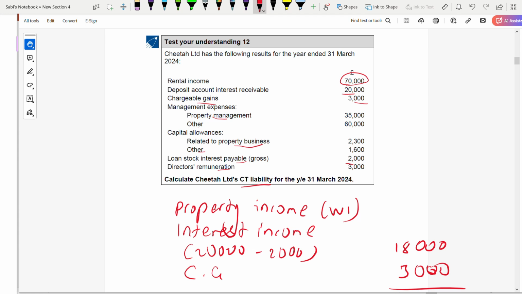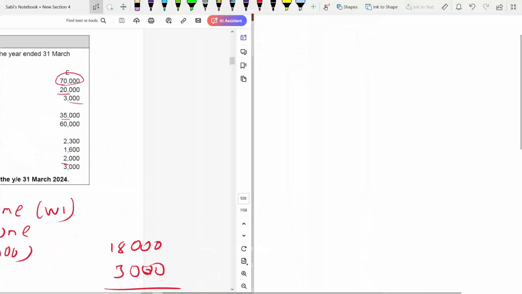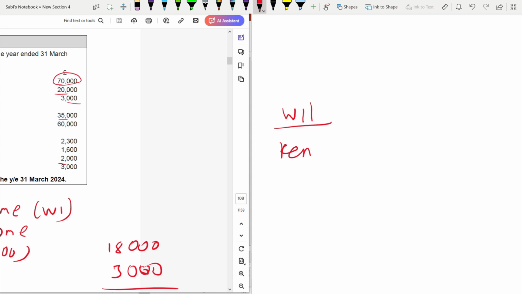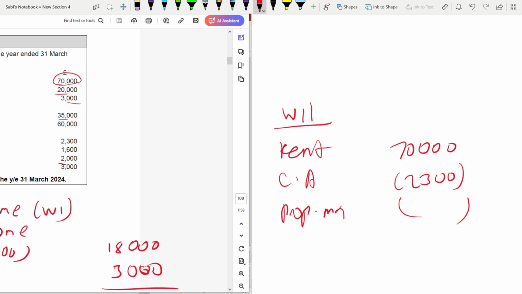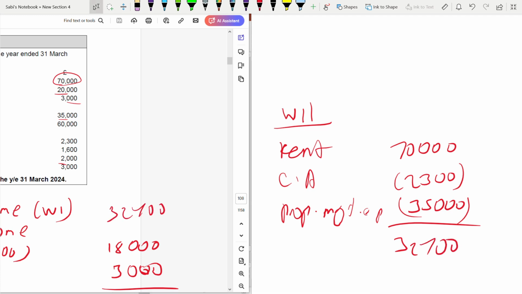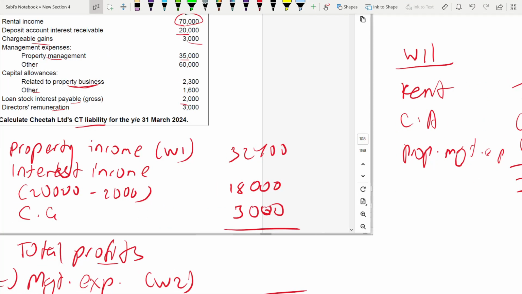Then you deduct capital allowances because this is related to property, and management expenses of 35,000 because this is also related to property. So working one: first is rent, 70,000. From here you deduct the capital allowances, which is for property, 2,300, and you deduct the property management expenses of 35,000. Once you deduct, you get 32,700. So this 32,700 is your property income. Now you get your total profit, 53,700.